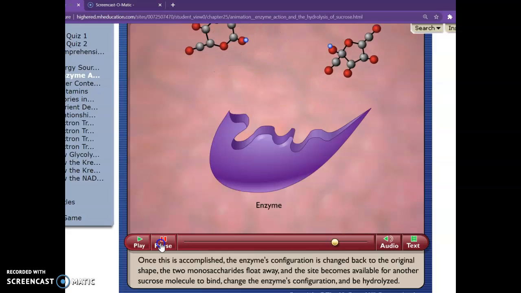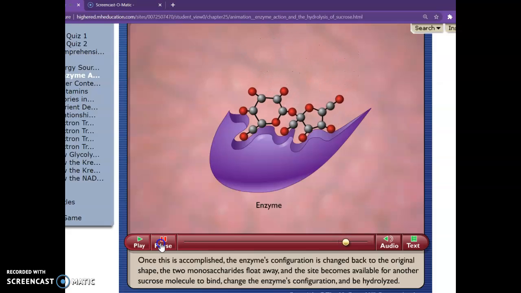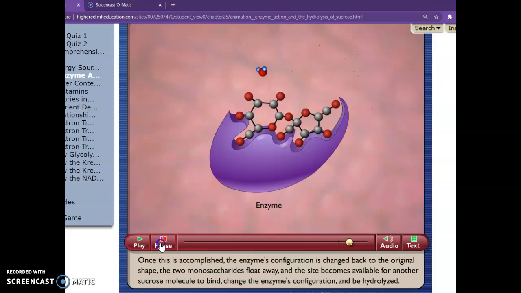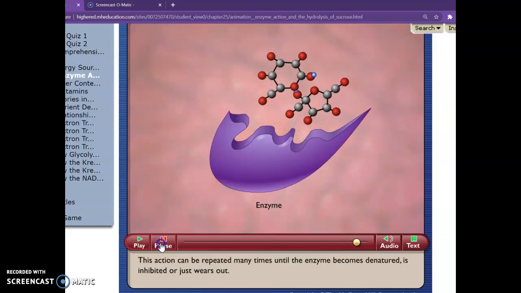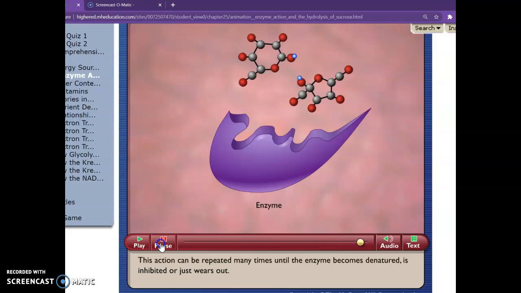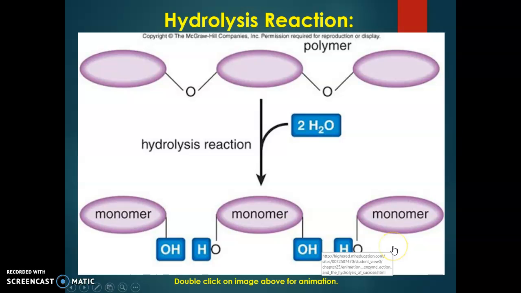The two monosaccharides float away, and the site becomes available for another sucrose molecule to bind, change the enzyme's configuration, and be hydrolyzed. This action can be repeated many times until the enzyme becomes denatured, is inhibited, or just wears out. All right, so that is a hydrolysis reaction that's going on right now live in your body, especially if you had some breakfast. So I bring this back up.